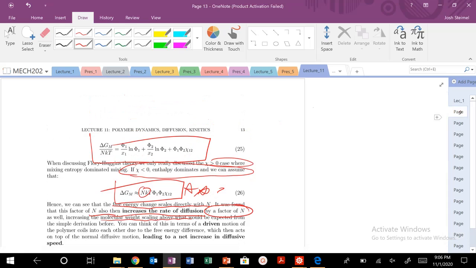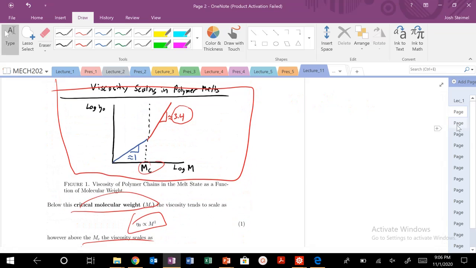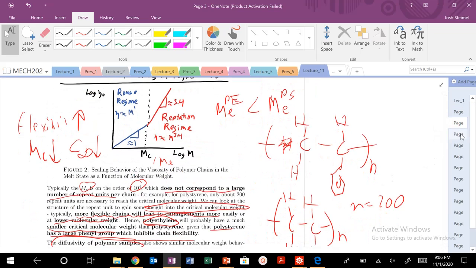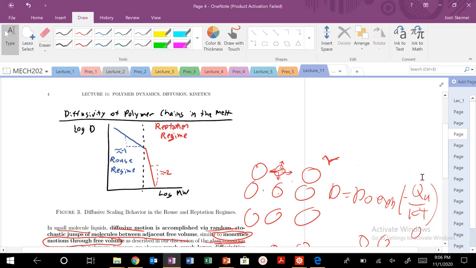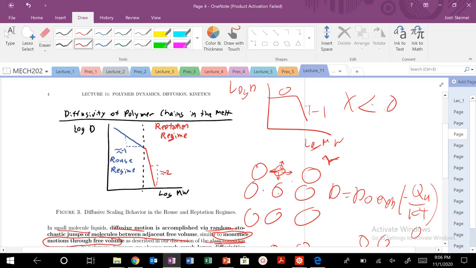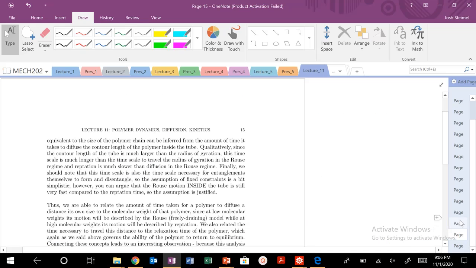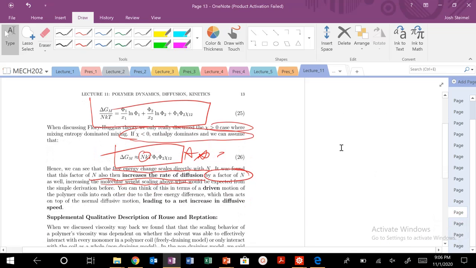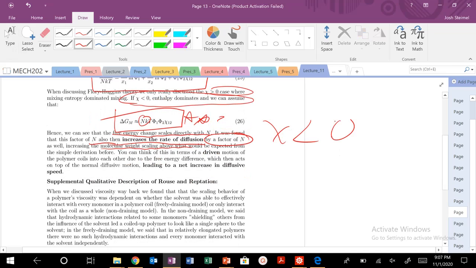So we previously saw, way back over here, our viscosity scaling. Let's look at our diffusion scaling. The log of diffusivity was proportional to N to the -1. So our plot could look like this, diffusivity versus molecular weight, where this is -1 and this is 0. If you see something like this, then we know that our chi is less than 0. So if chi is less than 0, your diffusivity increases by an additional factor of n.